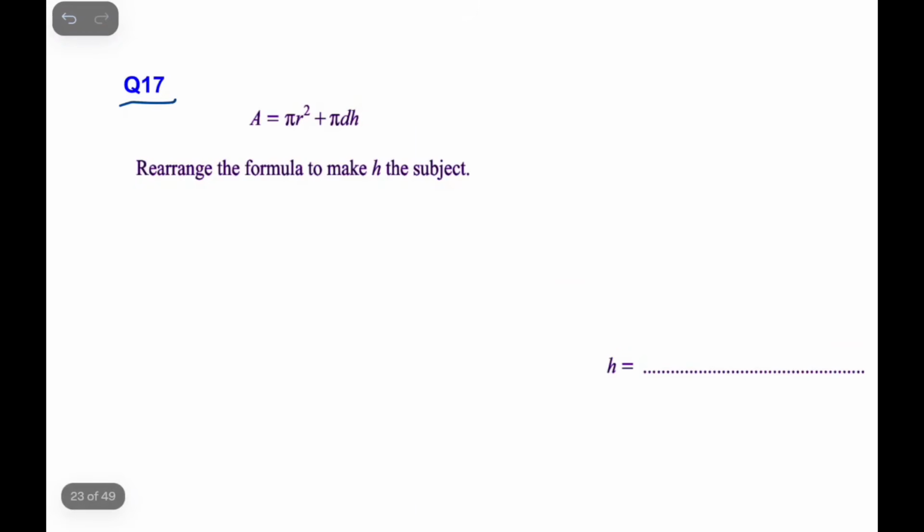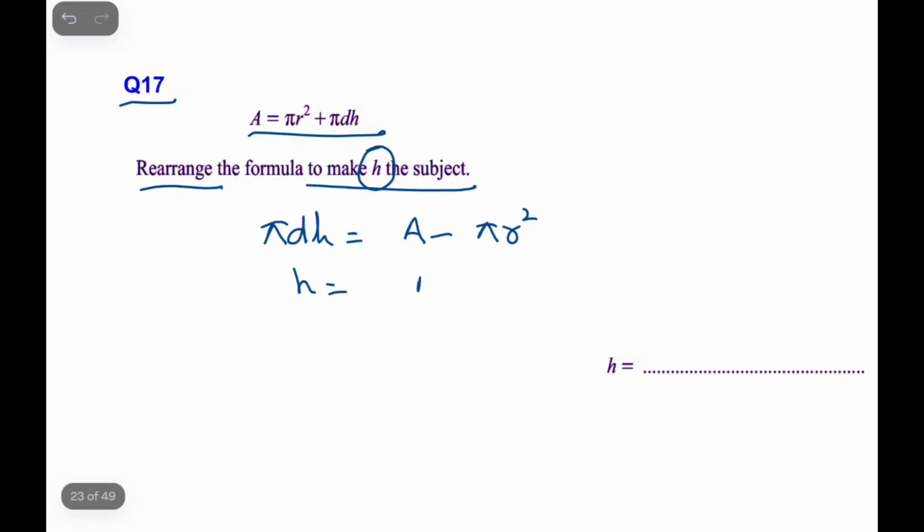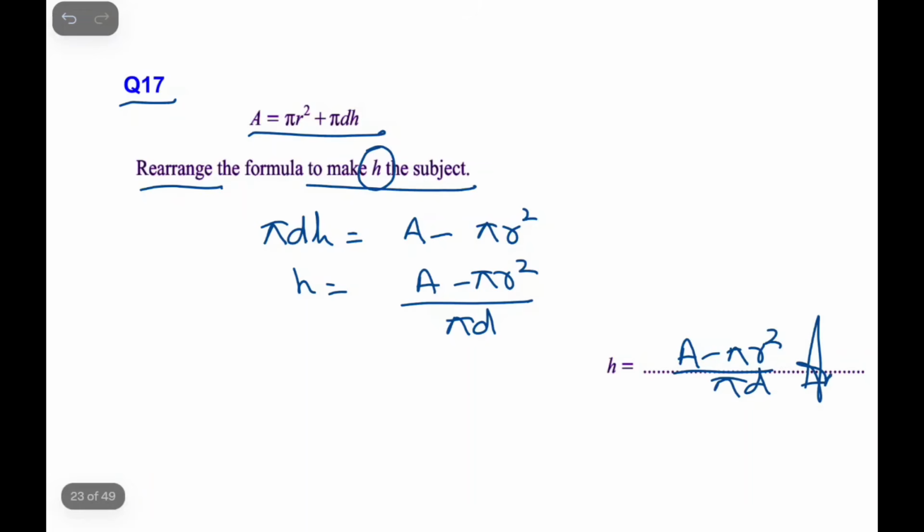Now question number 17, A is equal to pi r square plus pi dh. Rearrange the formula to make h the subject. So pi dh will be equal to A minus pi r square. So h value will be A minus pi r square upon pi d. h will be equal to A minus pi r square upon pi d. This will be our answer.